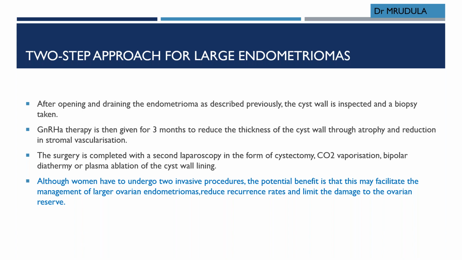Give GnRH agonist for at least 3 months to reduce the thickness of the cyst wall and also to reduce the vascularization. And then at a second stage, you can do the surgery with a second laparoscopy. Either you can do cystectomy, CO2 vaporization, or bipolar diathermy or plasma ablation. Whatever you want to do, you can do in the second stage.